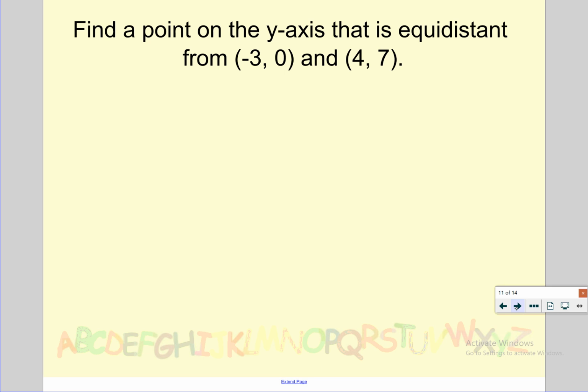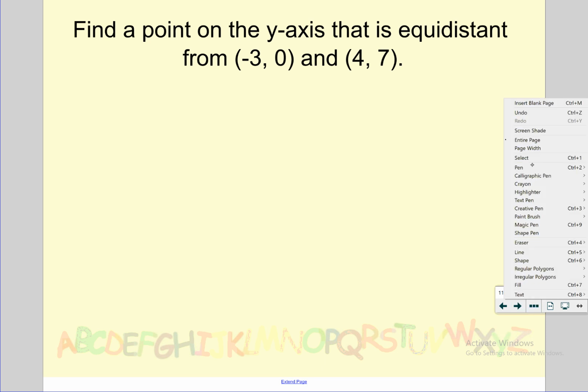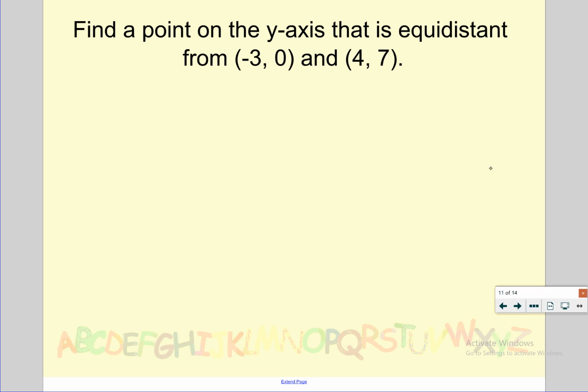For this one, I'm going to draw a picture just to kind of visualize what's happening here. All right, so here's my axes. This is going to be a very, very rough sketch. Okay.